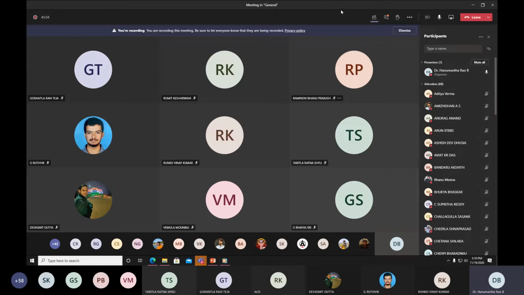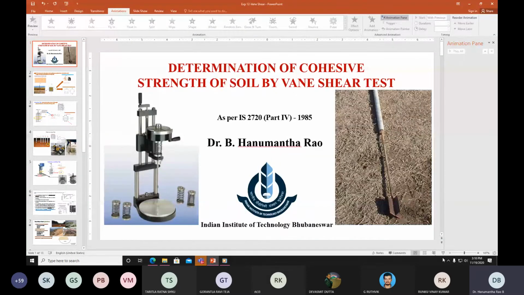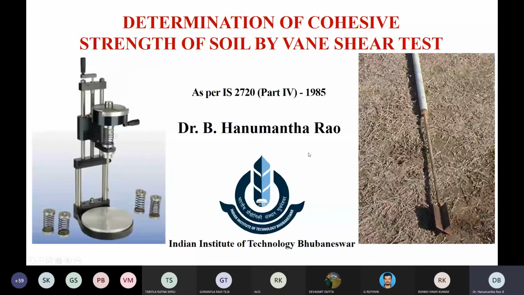Okay. So let me take up today's experiment, which is called the Vane shear test. Today we will talk about determining one of the shear strength parameters, that is cohesion of a soil, by the Vane shear test. This is IS 27, this IS code covers the shear strength of a soil, that is cohesion, by adopting the Vane shear test.